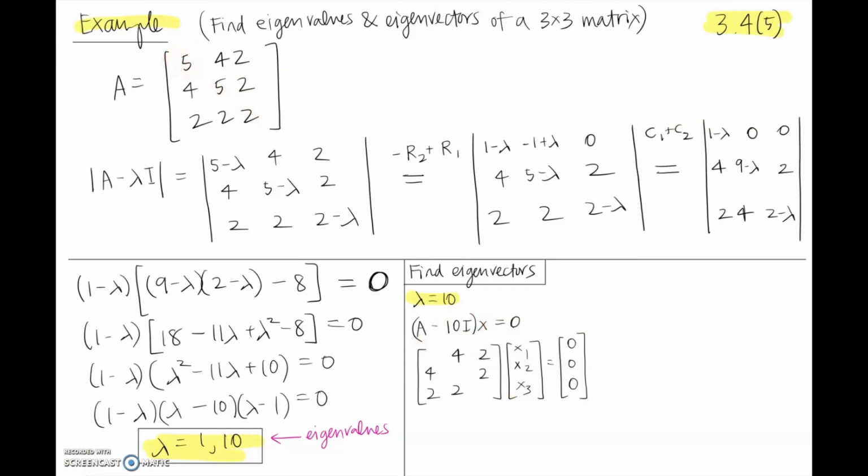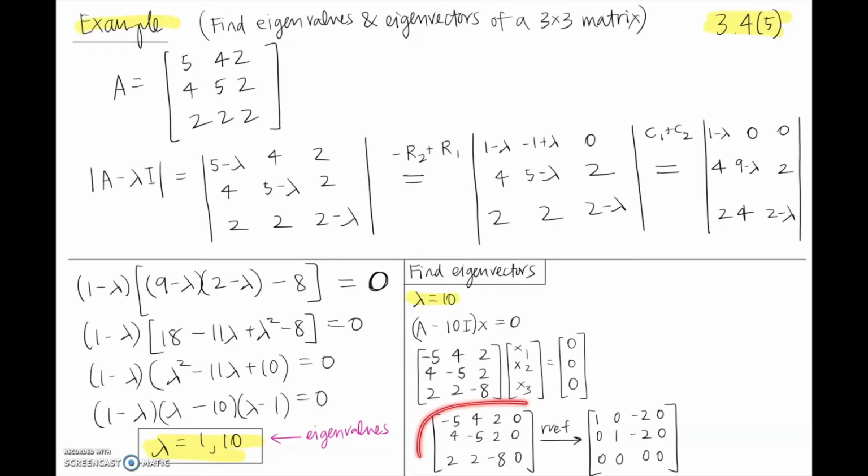5 minus 10 is negative 5. 5 minus 10 is negative 5. And then 2 minus 10 is negative 8. This is the equation I am going to solve, and it's going to pop out the eigenvectors. So I went ahead and put my system into an augmented matrix. I put it through a reduced row echelon form just on my calculator, and this is what I get out. And I can read the solutions off of this. We can tell this is a dependent system, but we totally expected that. That's the whole reason we've gone through this process, and it's pretty easy to read off the solutions from this.